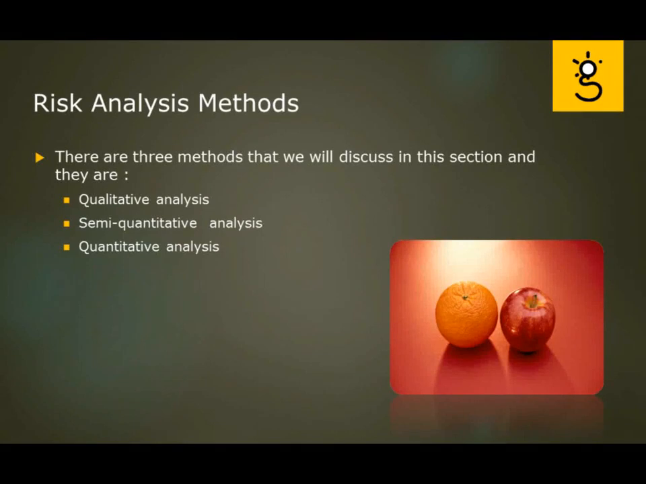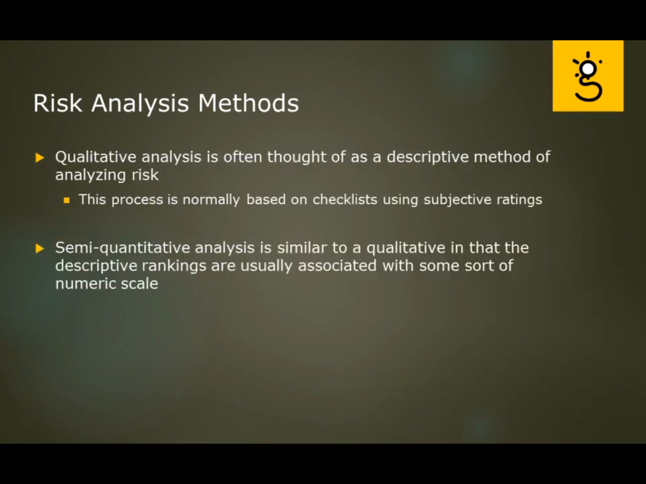Part of our risk management is to conduct what we call a risk analysis. And there are three methods that we're going to look at. Those methods are called the qualitative, the semi-quantitative, and quantitative risk management. Now, a qualitative analysis is often thought of as a descriptive method of analyzing risk. Basically, this process is normally used with things like a checklist where we get a subjective rating.